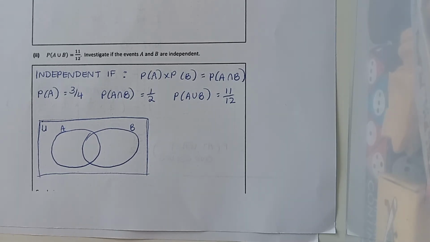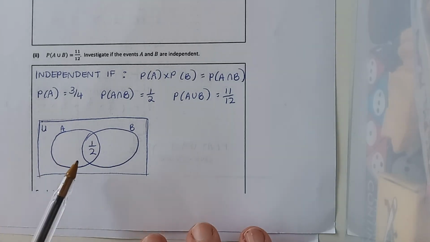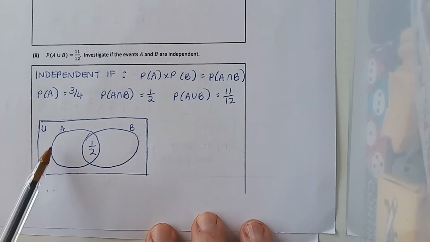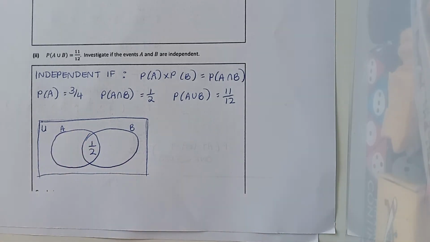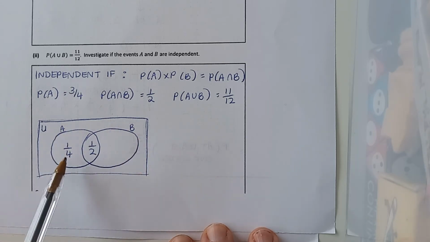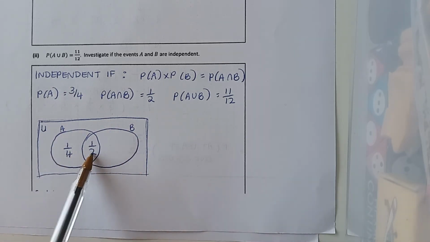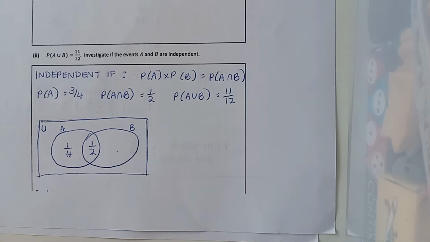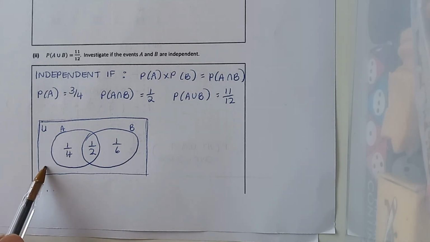So I'll start by filling in the intersection. I know the probability of A is 3/4. That means all of this set is 3/4. I'll take off a half and then I'll fill in the 1/4 in the rest of that set. I know that A union B altogether is 11/12. So if I take these two values from 11/12, it'll leave me with this number here. And just for completeness, I'll fill in A union B complement also, which in this case is 1/12.